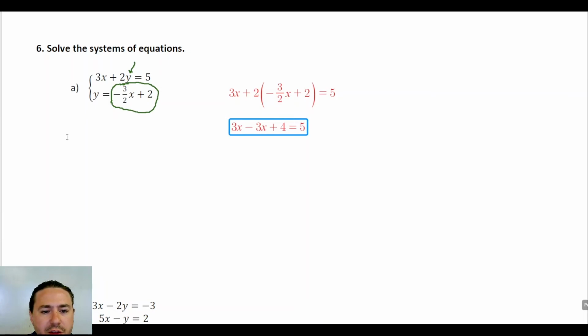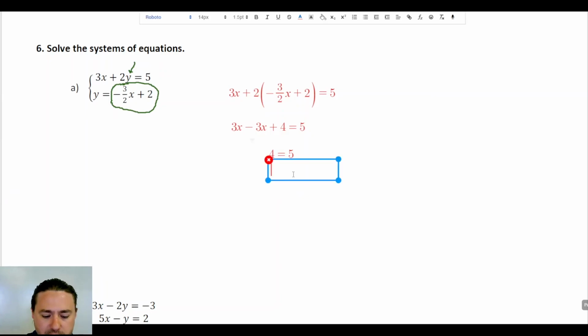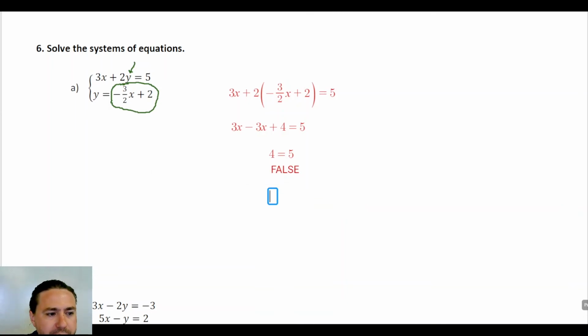And take a look at this. 3x minus 3x is going to be 0. So when that cancels out like that, we'll be left with just one number equals another. And if that's true, then you're going to say that there are infinitely many solutions. But if it's false, like this, then we say that there is no solution. And basically the implication here is that you have two equations that are parallel. Okay, so basically our answer here is going to be no solution.